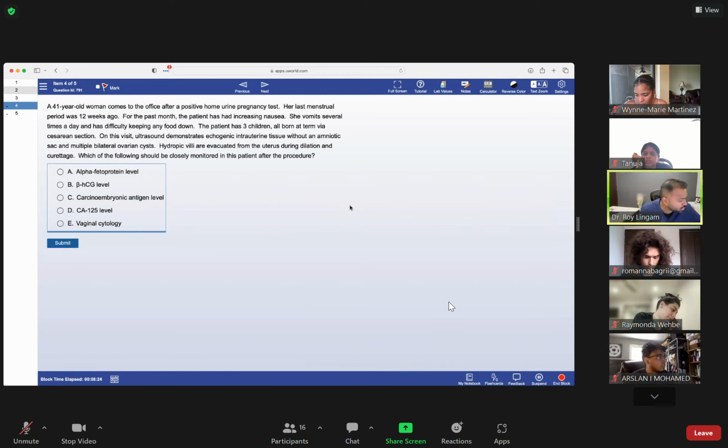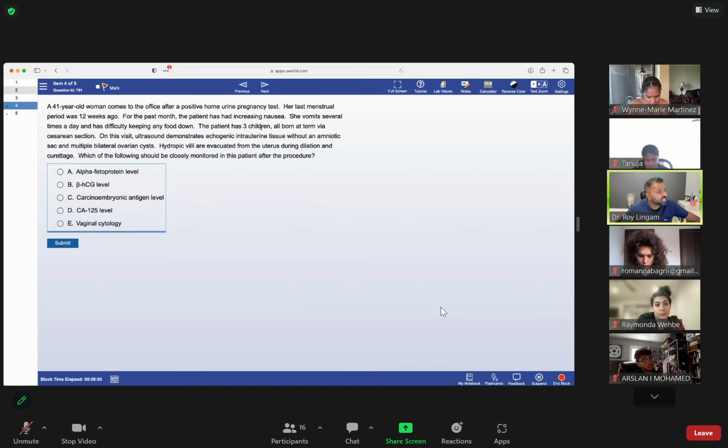What's the diagnosis? A 41-year-old woman comes to the office after a positive home urine pregnancy test. Her last menstrual period was 12 weeks ago. For the past month, the patient has had increasing nausea. She vomits several times a day and has difficulty keeping any food down, so she's vomiting a lot.